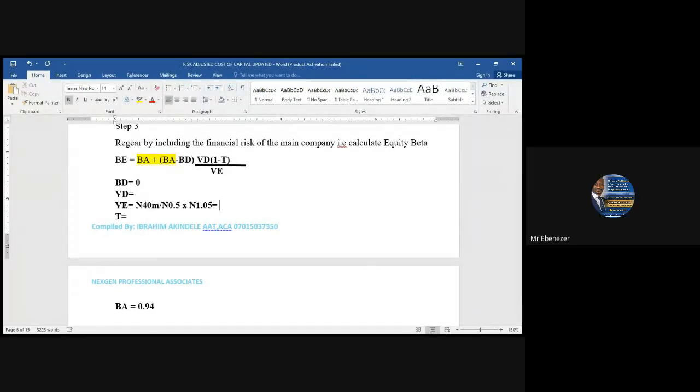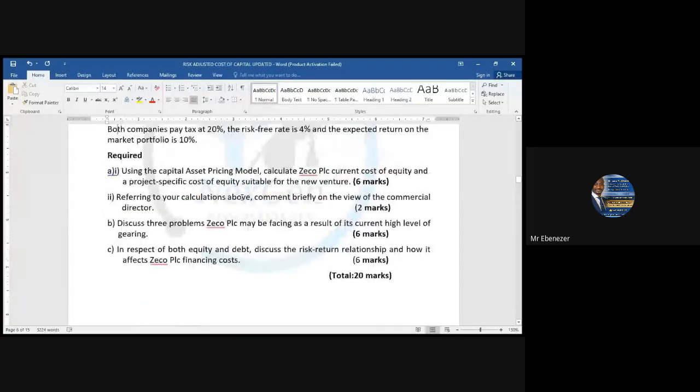84. The tax rate is 20%. So let's check out the value of debt for ZECO. Let's check.